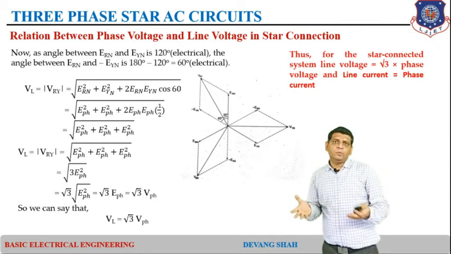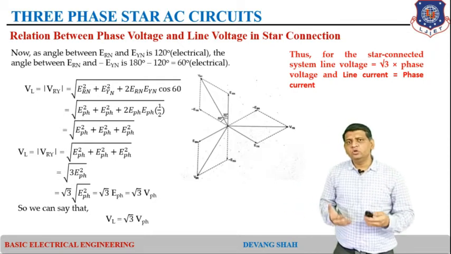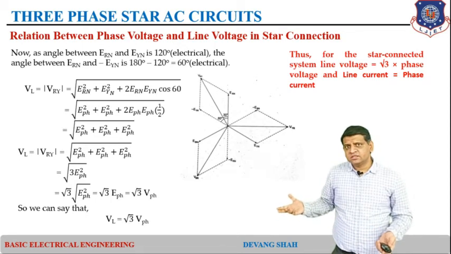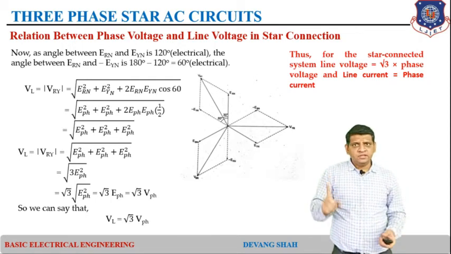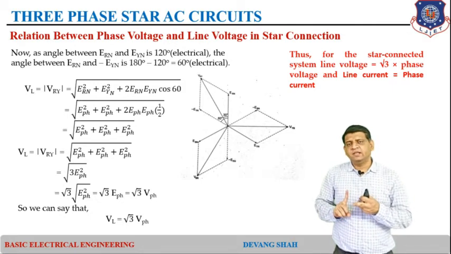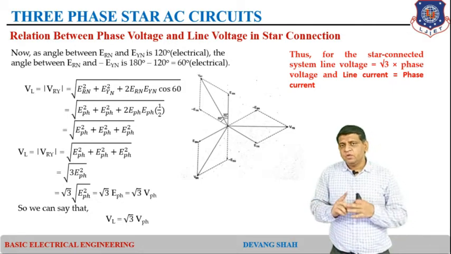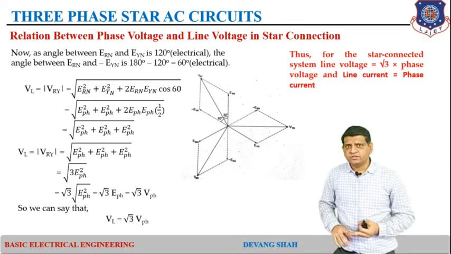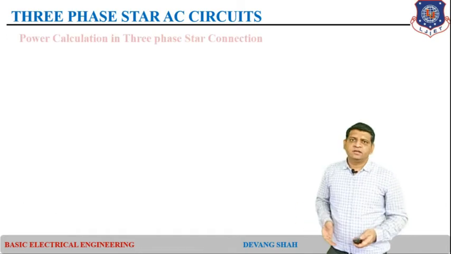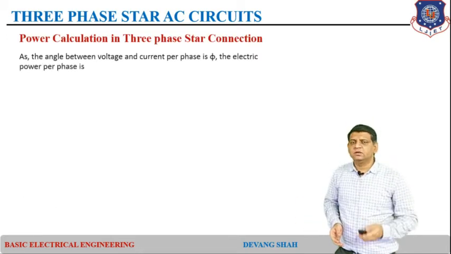Now these two important equations we are going to use for the power calculation, right? We have already discussed the phasor diagram. My point number one was to find the relation of VL versus EPH and IL versus IPH. That part is done. Point number two is to draw the phasor diagram, and this is the phasor diagram. Point number three is the power calculation, so let's calculate the power.